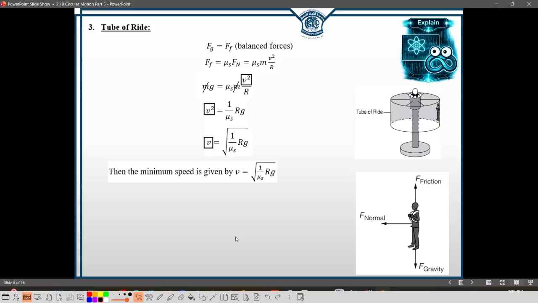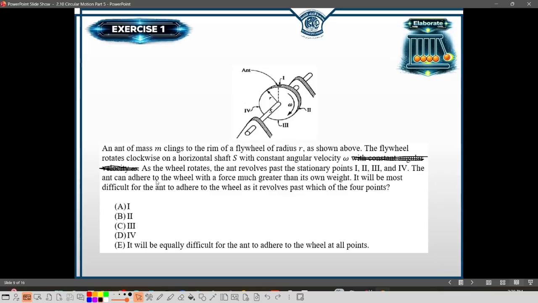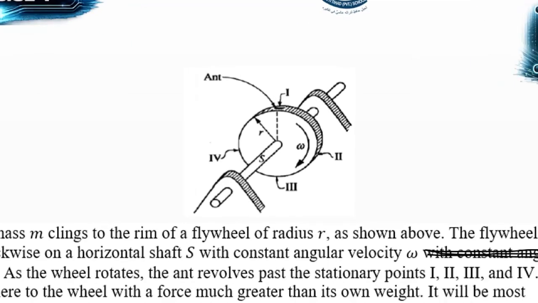Then the minimum speed is given by the square root of 1 over mu s rg, where r is the radius of the circular path, g is the gravitational field strength, and mu s is the coefficient of static friction. Now, an ant of mass m clings to the rim of a flywheel of radius r. So this is actually the location of the ant. So the ant actually is located here.